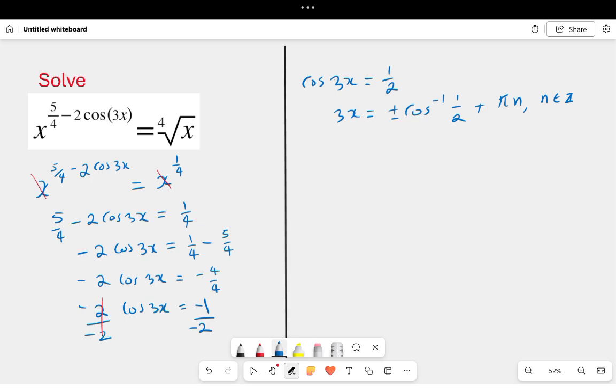All right, so 3x is equal to plus or minus the cosine inverse of a half. The cosine inverse of a half is 60 degrees. 60 degrees is the same as pi over 3. So plus or minus pi over 3 plus, sorry, it's supposed to be 2 pi n, whereby n is all the integers.